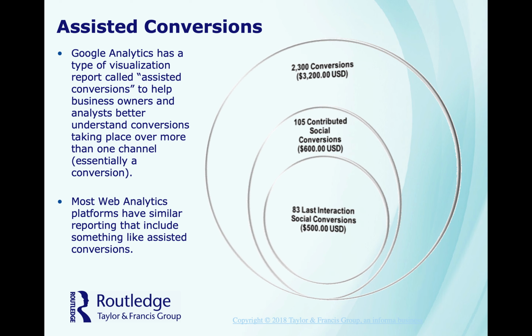So assisted conversions. Google Analytics has a type of visual called assisted conversions, and it helps business owners and analysts better understand conversions taking place over more than one channel. It's essentially just a conversion. Most web analytics platforms have similar reporting systems that include something like assisted conversions. So in this example, there were 2,300 conversions, and it assisted in $3,200. That's not that bad, right? And 105 contributed social media conversions. That was about $600. And then 83, the last transaction social media conversions, produced 500.